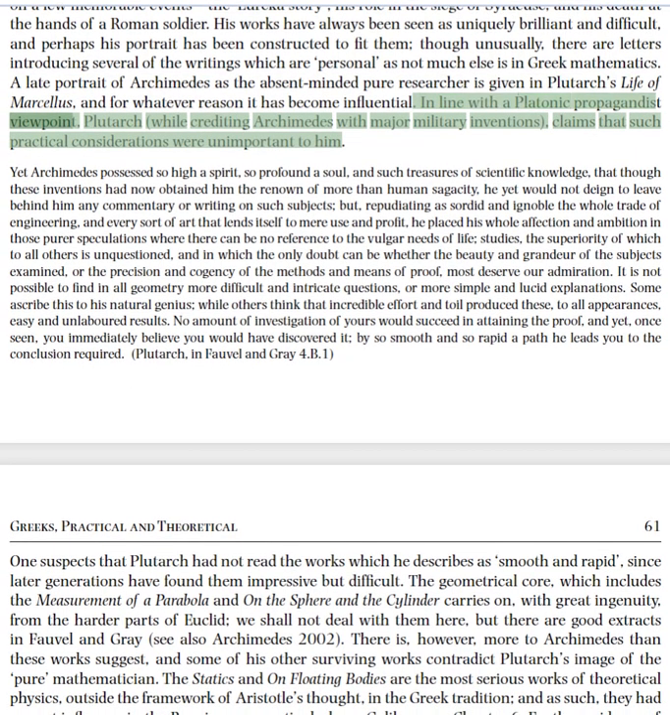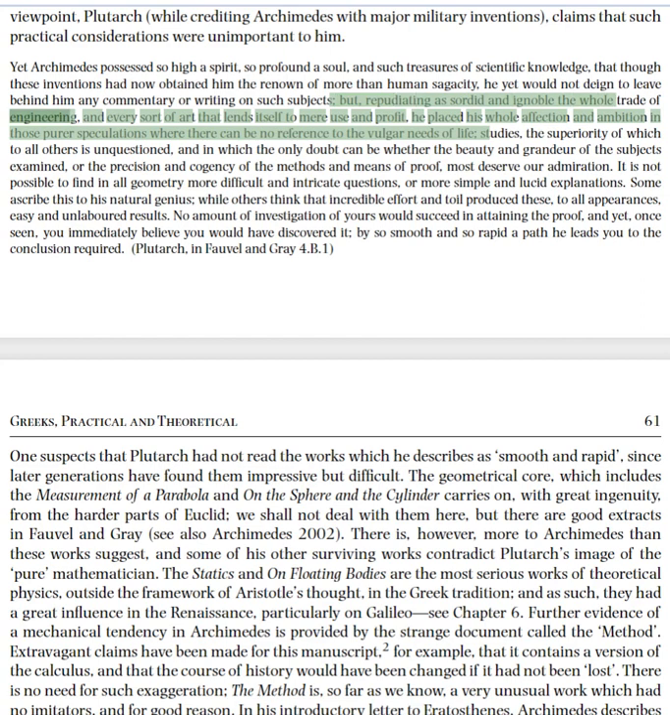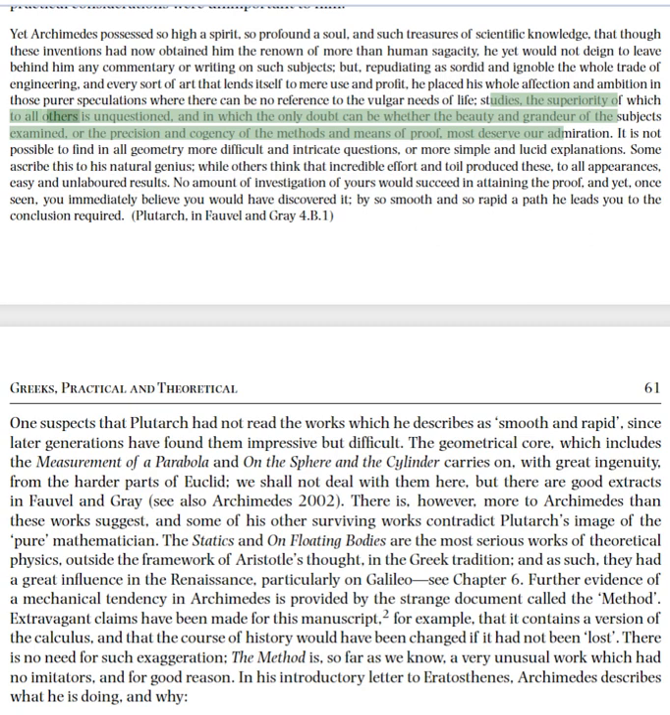In line with a Platonic propagandist viewpoint, Plutarch claims that such practical considerations were unimportant to him. "Yet Archimedes possessed so high a spirit, so profound a soul, and such treasures of scientific knowledge, that though these inventions had now obtained him the renown of more than human sagacity, he yet would not deign to leave behind him any commentary or writing on such subjects, but, repudiating as sordid and ignoble the whole trade of engineering, and every sort of art that lends itself to mere use and profit, he placed his whole affection and ambition in those purer speculations where there can be no reference to the vulgar needs of life, studies, the superiority of which to all others is unquestioned, and in which the only doubt can be whether the beauty and grandeur of the subjects examined, or the precision and cogency of the methods and means of proof, most deserve our admiration.